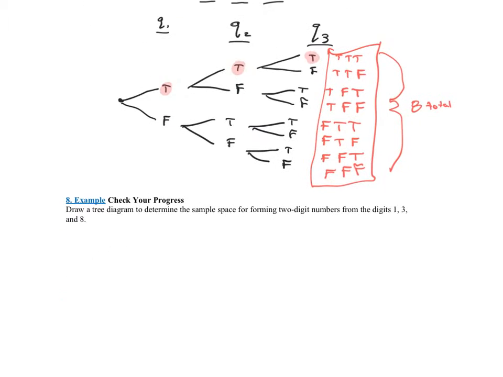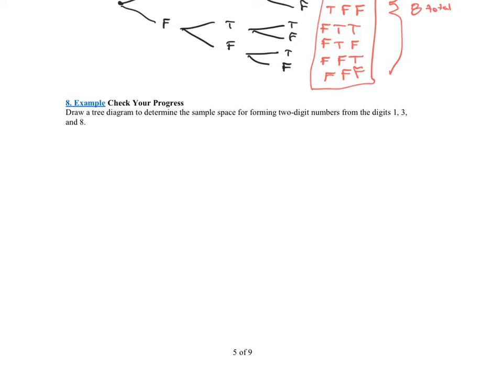Let's go on and look at example 8. Example 8 is revisiting a problem we did before. It says draw a tree diagram to determine the sample space of forming 2-digit numbers from the digits 1, 3, and 8. Again, we're choosing a 2-digit number, so we really have 2 choices. If we had 2 choices, my default would be to use a table instead of using a tree diagram, but technically a tree diagram does work.